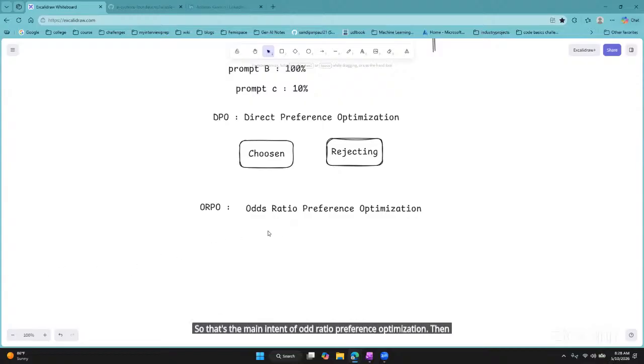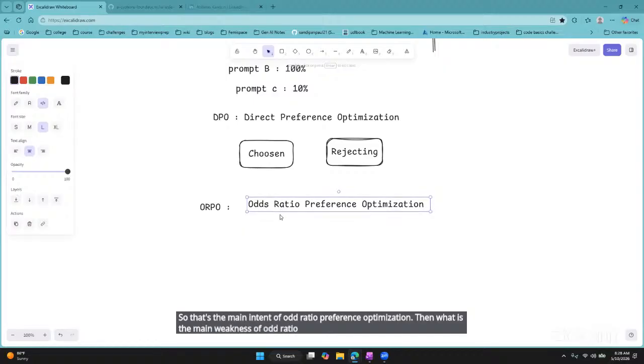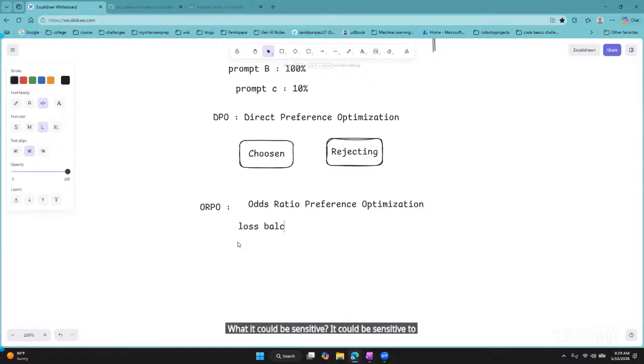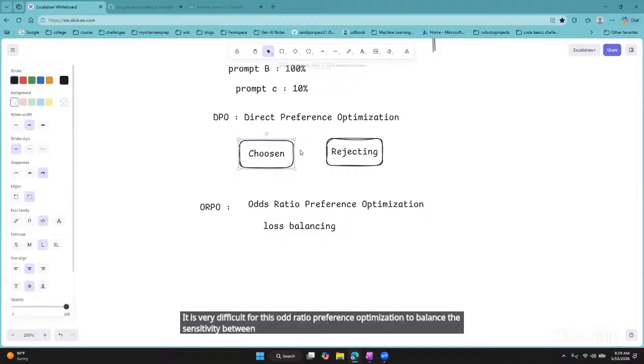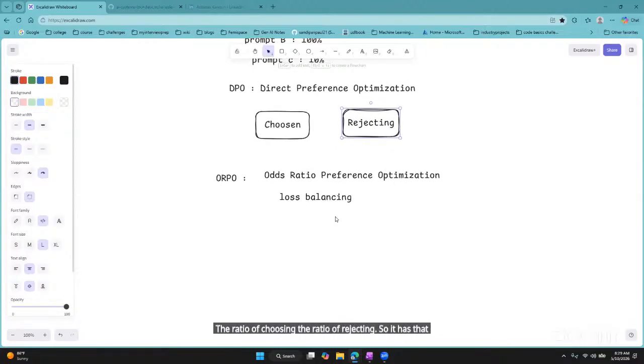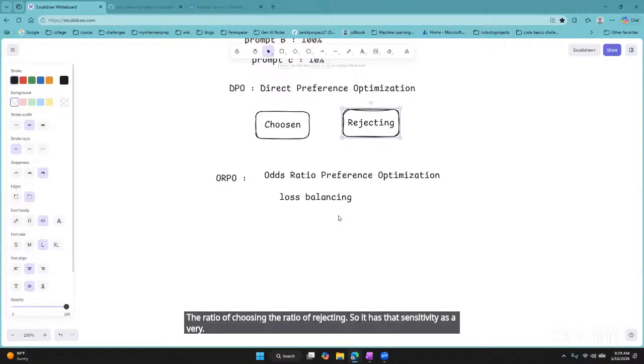Then, what is the main weakness of odds ratio preference optimization? The main weakness is that it can be sensitive to the preference data quality, or it could be sensitive to the loss. It could be sensitive to the loss balancing. It is very difficult for this odds ratio preference optimization to balance the sensitivity between the ratio of choosing and the ratio of rejecting. So it is very sensitive in that area.